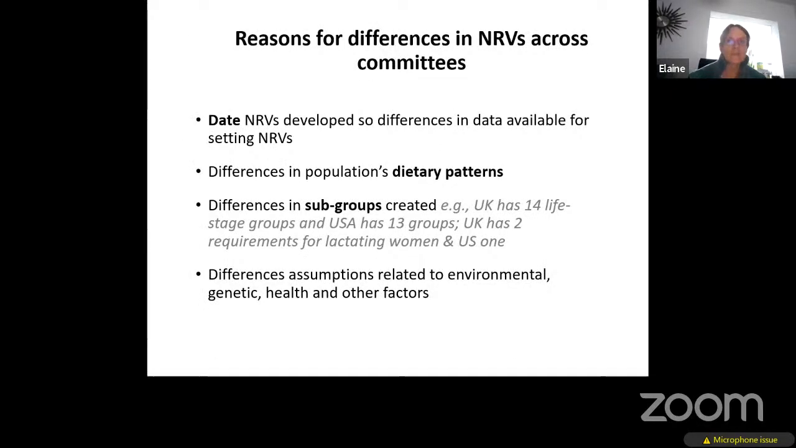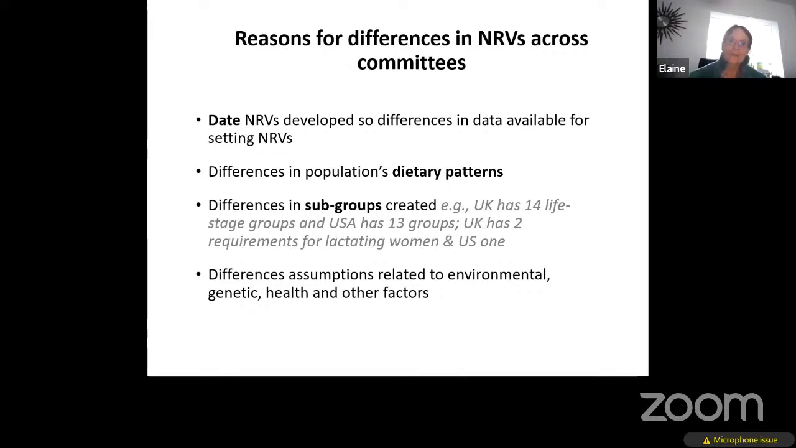And the reason for this difference across different committees, of course, is the date when it was developed. So in that zinc example that I just showed you, the WHO values were set quite a long time ago, so they would be based on very old data. There are also differences in the population dietary pattern, as I said, for bioavailability.